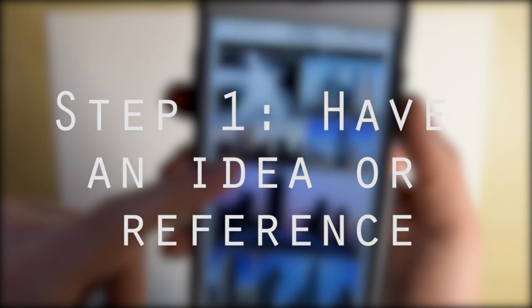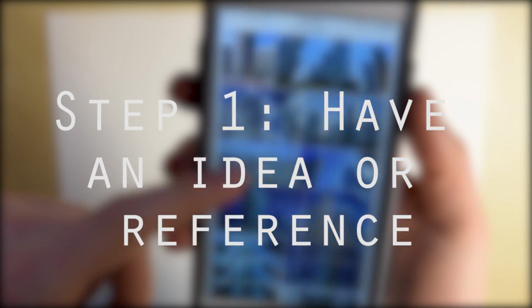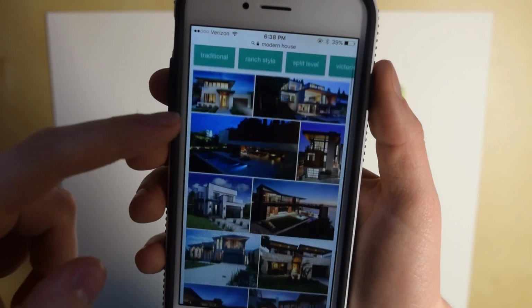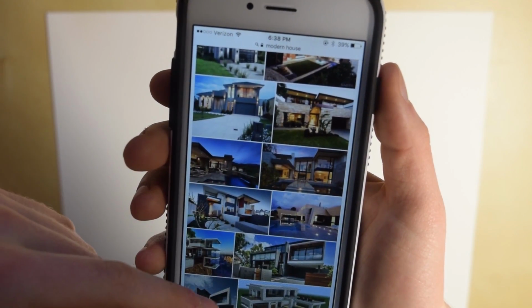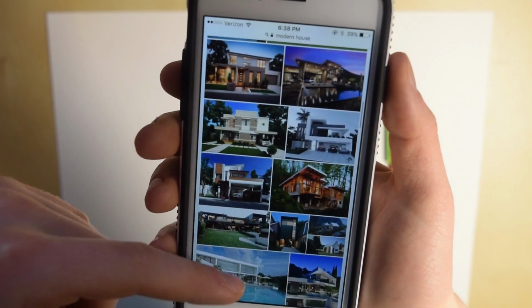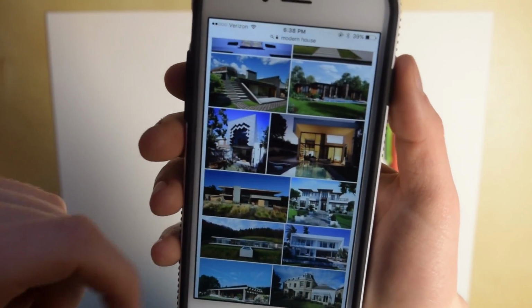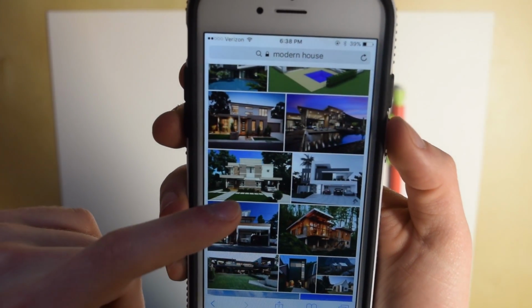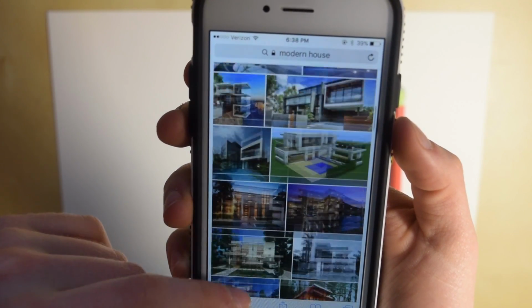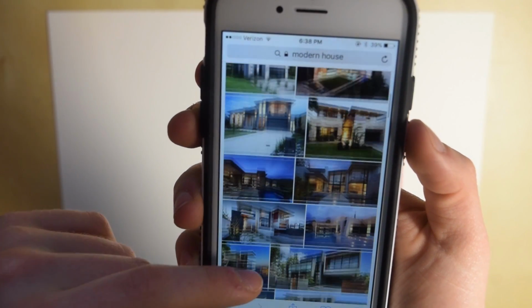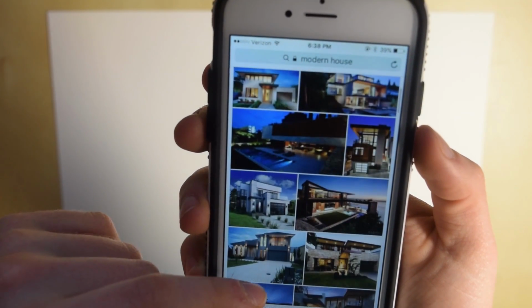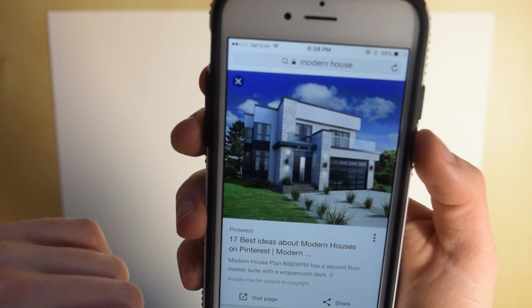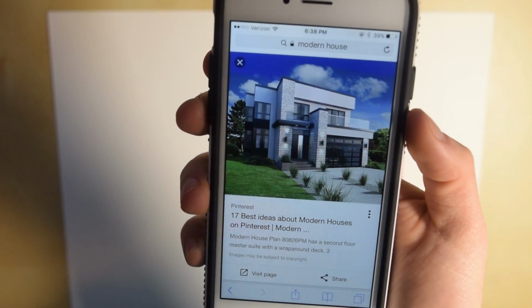Alright, so the first step today is to have an idea or a reference when you first start. So I definitely recommend having a reference. I am looking at Google Images right now to find a reference that I want to base my drawing off of. What this does is it really helps you make sure that you get your house correct and accurate. It helps you find the angle of your lines that you're going to draw and how your shadows are affected by the angles of your house and such. So especially when you first start to draw architecture, it's really good to have a reference.